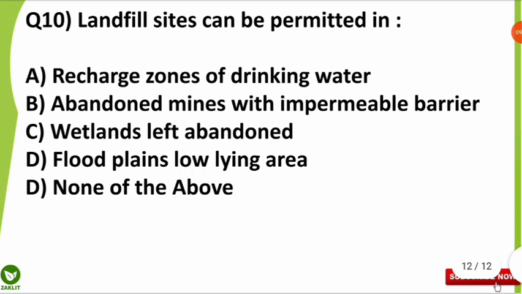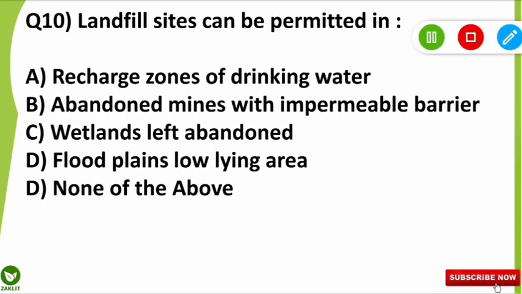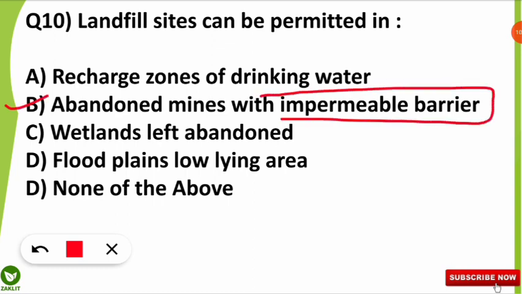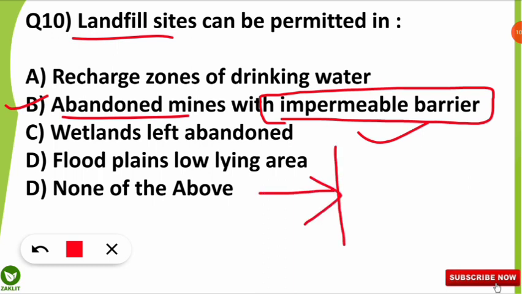The 10th question was, landfill sites can be permitted in which of the following places? And here the correct place for the landfills is the abandoned mines with the impermeable barrier. We have already read about the salt mines where the nuclear waste is dumped. Why is it very important? Because they are impermeable. So those which are impermeable, we should give preference to them for the landfill. That's why abandoned mines with the impermeable barrier, which means they are not able to release the toxins from one place to another.